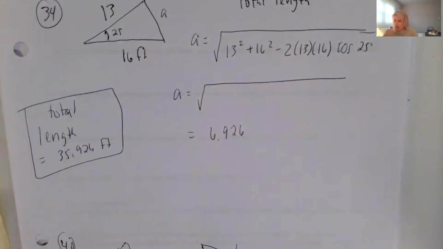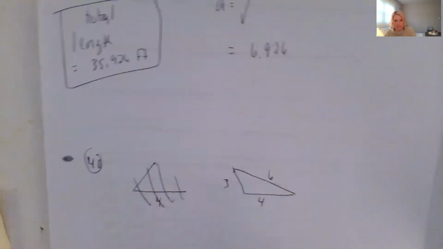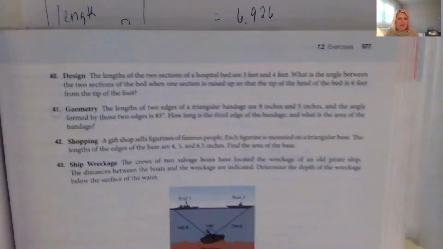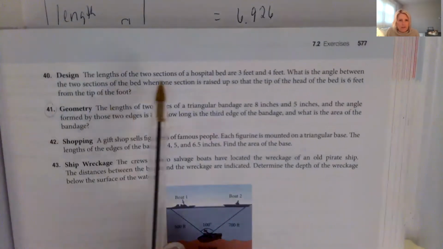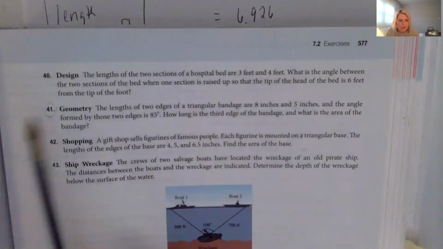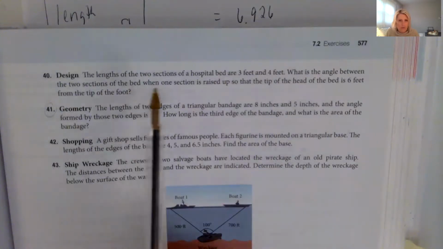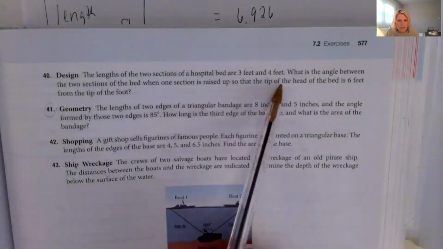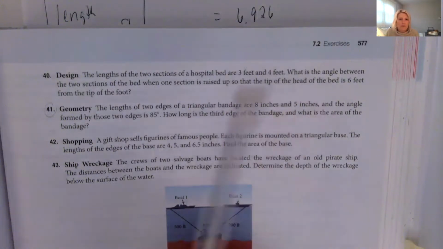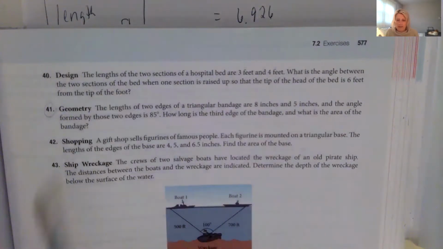And then I thought 40 would be fun because it had three sides. We had to find some info. So number 40 says, the lengths of the two sections of a hospital bed are 3 feet and 4 feet. What is the angle between the two sections of the bed when one section is raised up so that the tip of the head of the bed is 6 feet from the tip of the foot?